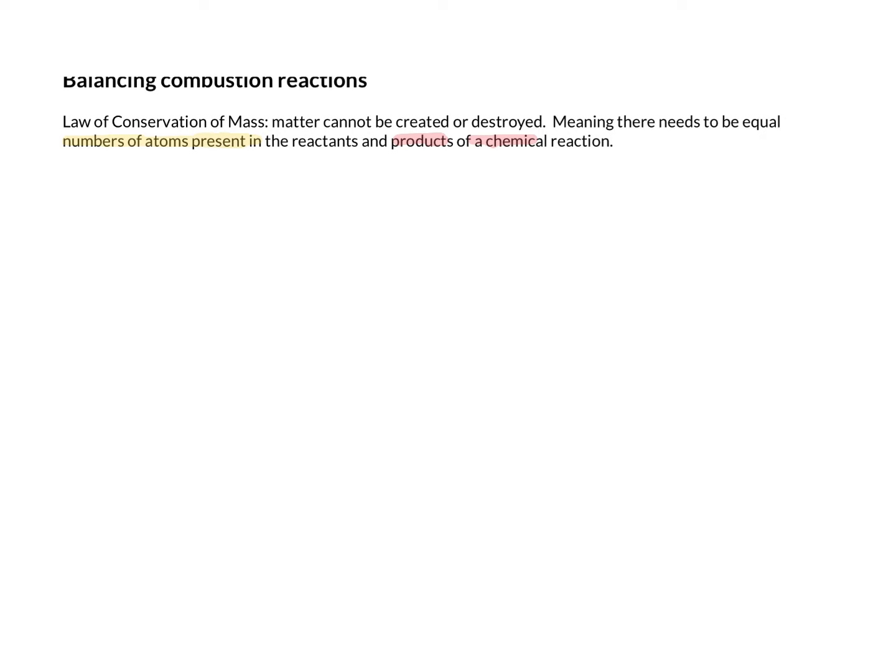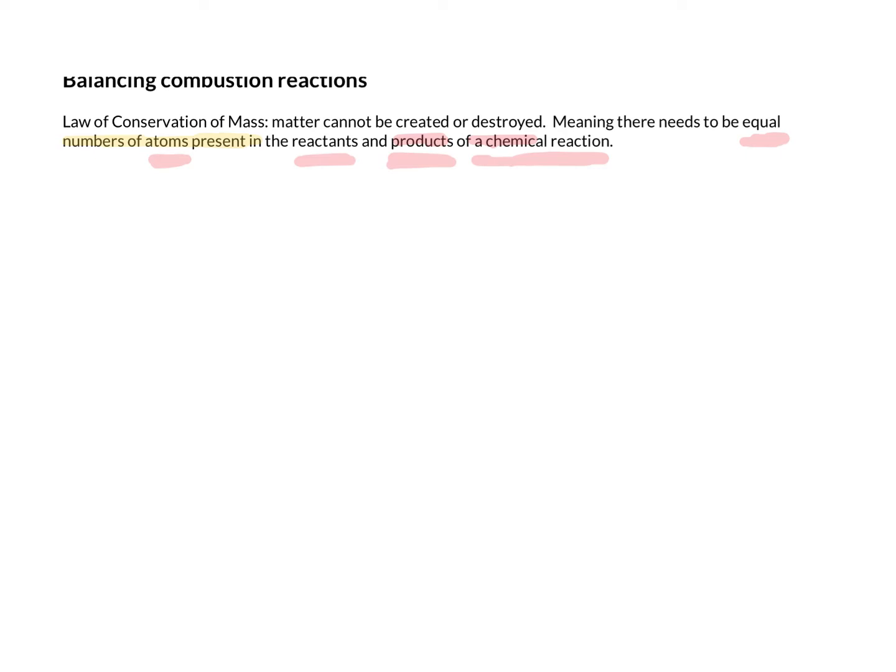And really where this comes in with this particular aspect of balancing combustion reactions is this says that there needs to be an equal number of atoms present on the reactant side and present on the product side in a chemical reaction. And if you don't know what reactants and products are and what a chemical reaction looks like, you definitely need to go back and watch the video on combustion reactions itself, where I review some of these types of things, as well as the video that I posted regarding chemical reactions.